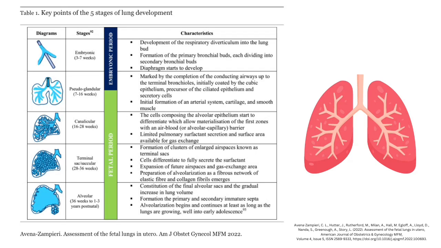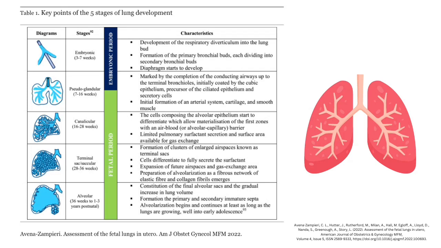In the embryonic phase, the formation of the primary bronchus is like the tree trunk growing. And then when you reach the pseudoglandular phase, which is around weeks 7 to 16, you start to get the terminal bronchus, and this is when the arterial system, cartilage, and smooth muscle form. And this is the start of the branches on the tree.